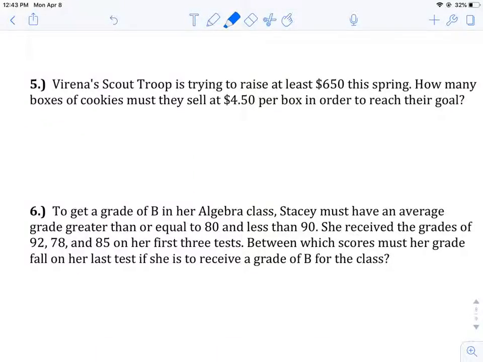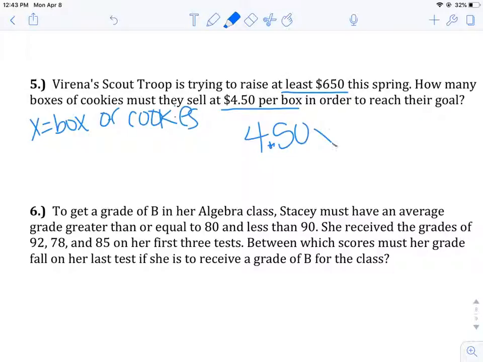Problem 5. Verena's scout troop is trying to raise at least $650 this spring. How many boxes of cookies must they sell at $4.50 per box in order to reach their goal? So first thing, I'm going to say X is boxes of cookies. So we know that each box of cookies is $4.50. So we're going to have $4.50 times X. And we want this to be at least $650. So we know $650 is going to be over here. So remember, at least, so we want this amount to be $650 or more.